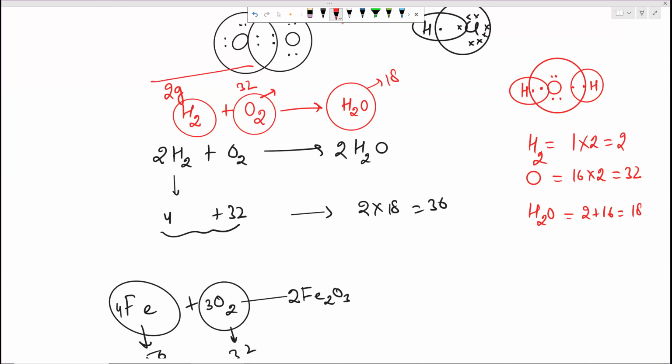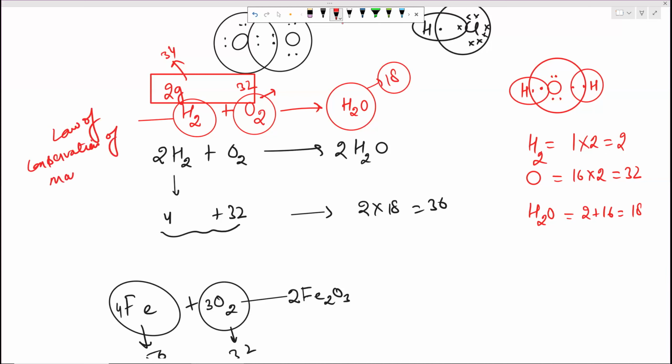Now you check here, the mass of the reactants is 32 plus 2, which is 34. But here the mass is only 18. So the law of conservation of mass is not followed here. Okay, understood? Yes.